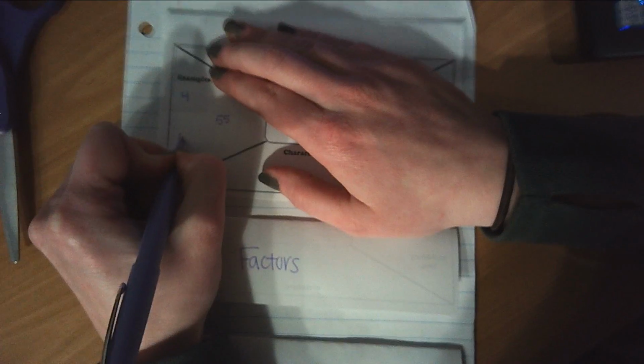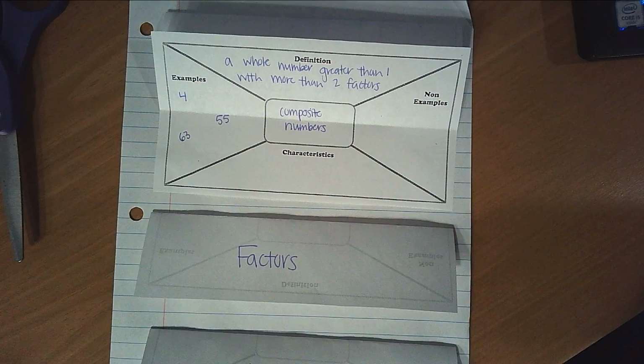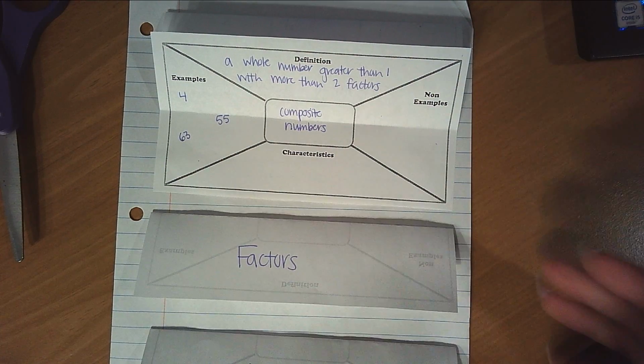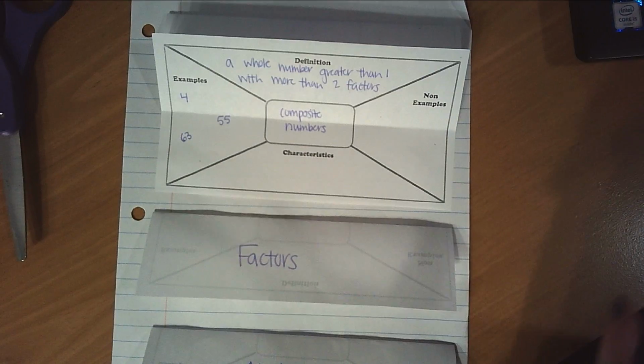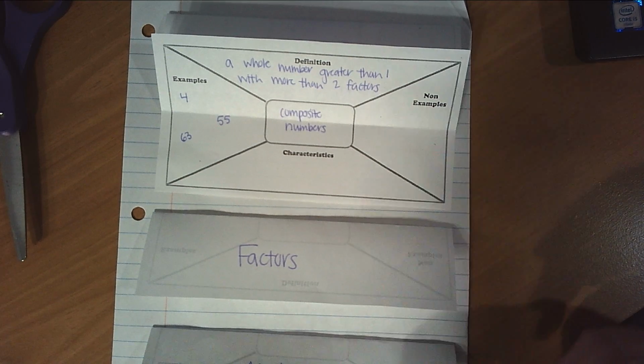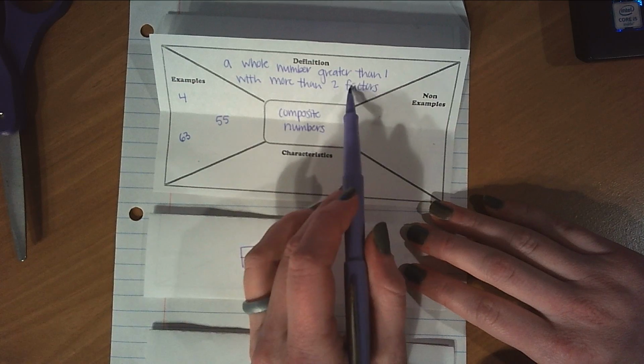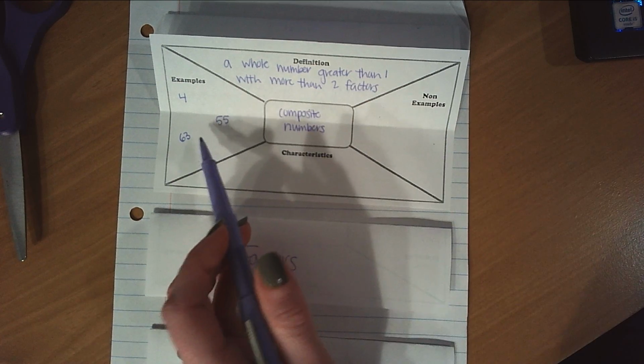Another example would be 63. 63, we know 1 times 63 always works, 1 times itself, but we also could do 9 times 7, or we could do 3 times 21. Because it has more than 2 factors, it's a composite number.